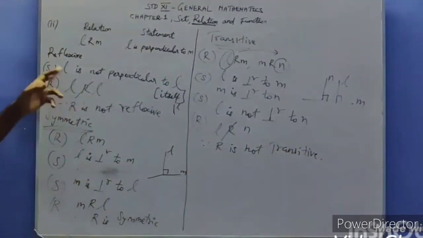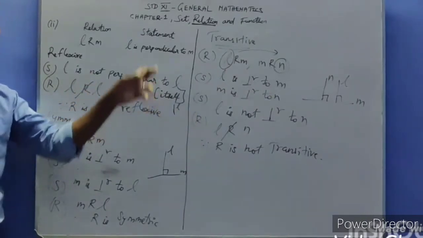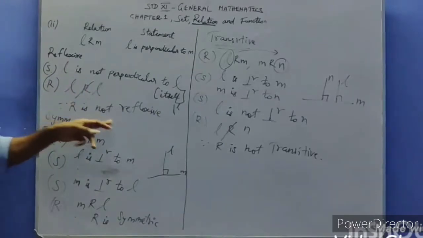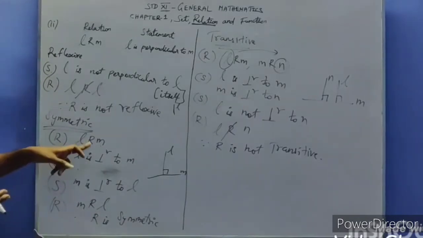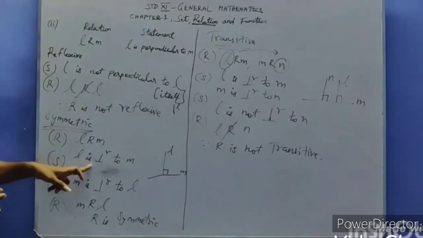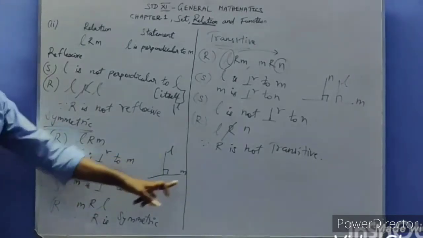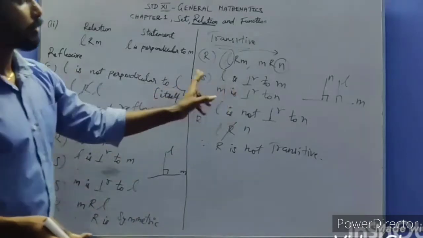So listen, first one: L is not perpendicular to L. L is not related to L, because L is not perpendicular to L itself. So R is not reflexive. Symmetric means one relation, two statements, again one relation. L related to M: L is perpendicular to M. It is possible. M related to L is also possible. R is symmetric.